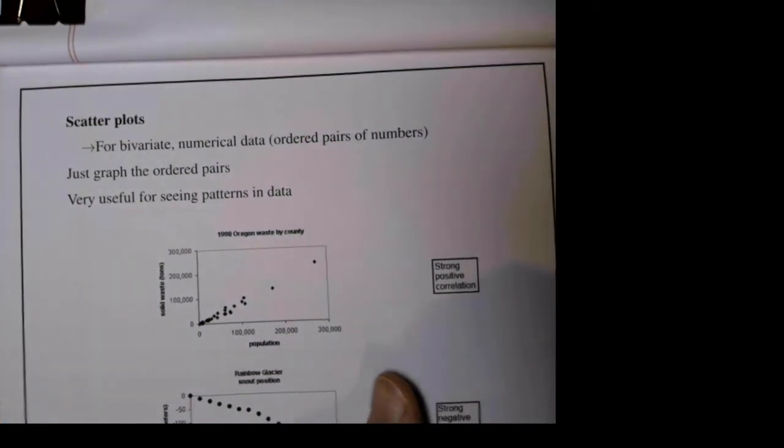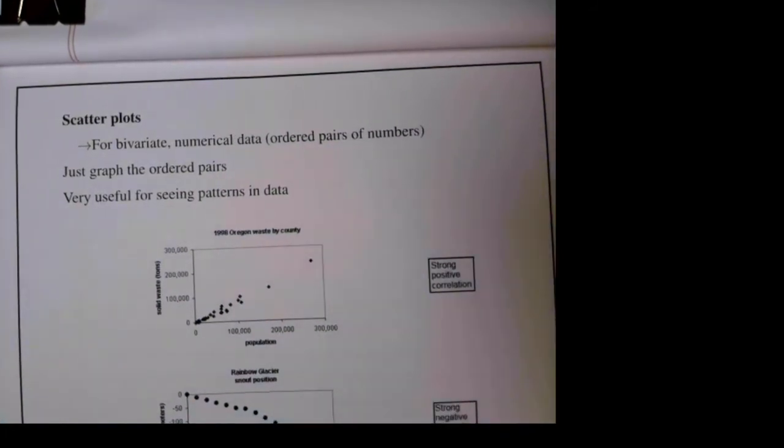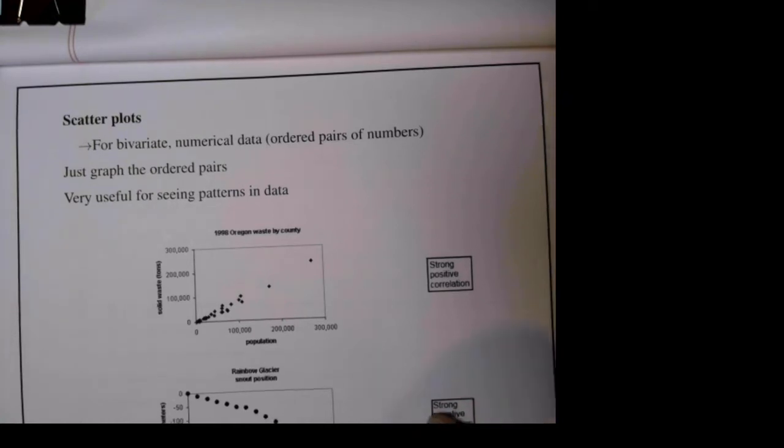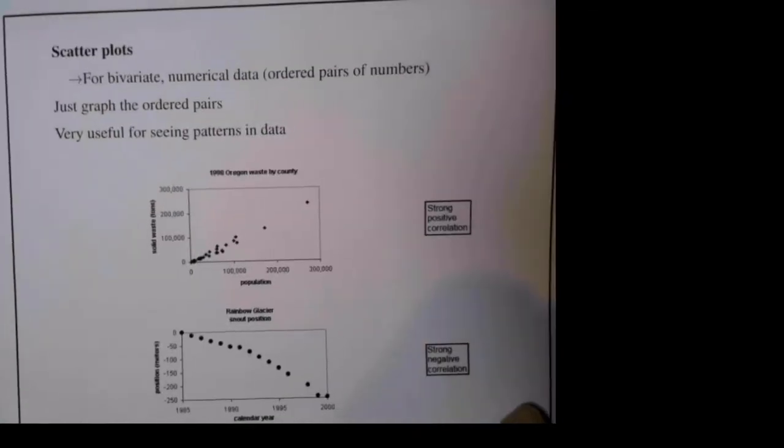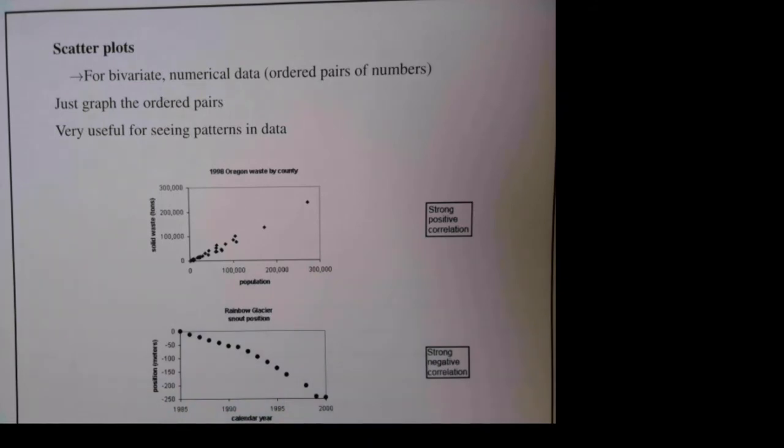Scatter plots, you've seen these, but you may not be so familiar with them. They are also for bivariate and numerical data, quantitative data, that is to say, ordered pairs of numbers. All you do is just graph the ordered pairs. Put a dot where each ordered pair shows up, at the point that each ordered pair represents.